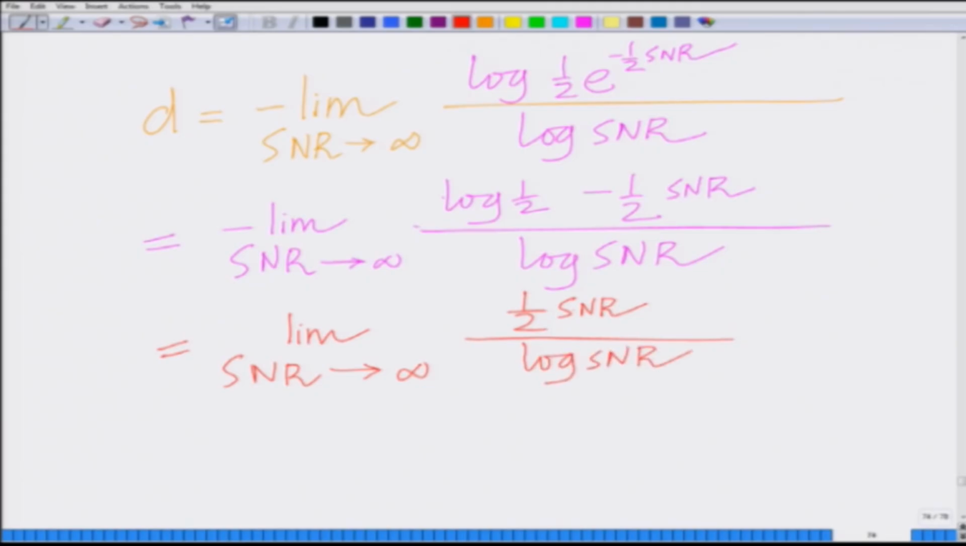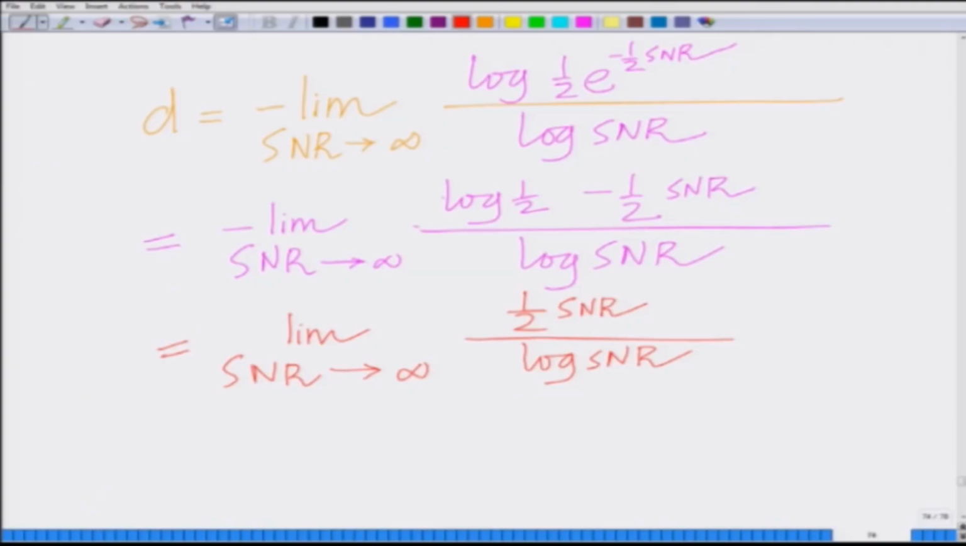Now, you can see in this expression both the numerator and the denominator tend to infinity, that is SNR and log of SNR tend to infinity. Therefore, this is an indeterminate form. So, to compute the limit, I can use L'Hopital's rule. So, that is basically differentiate the numerator and the denominator.